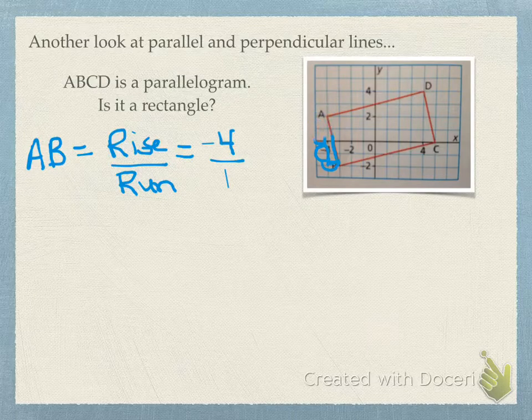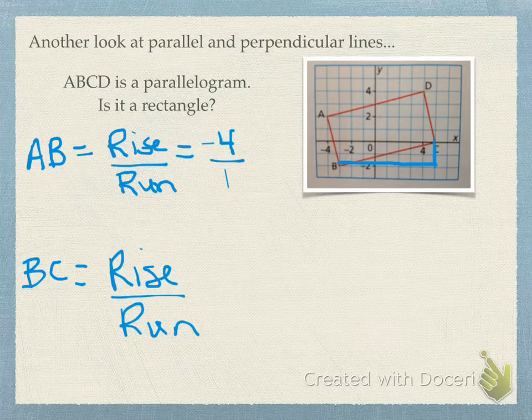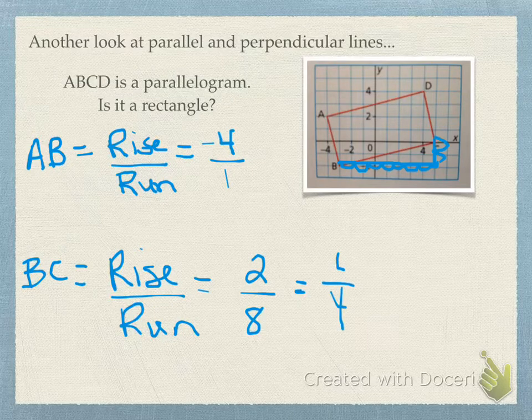So if I get rid of that for a second and I move on to line BC, I can make my triangle and I can see that to go from B to C, if I'm going to do the rise over the run, I have to go up 2, 1, 2, and for my run, I have to go to the right 8 spaces, which gives me a reduced fraction of 1 over 4.